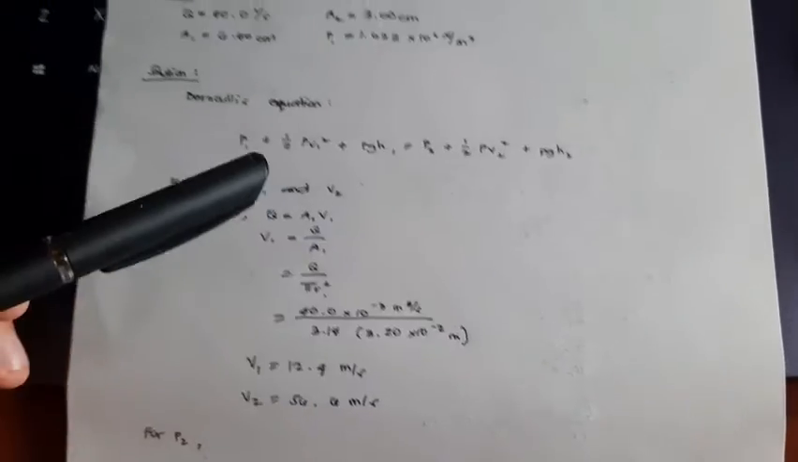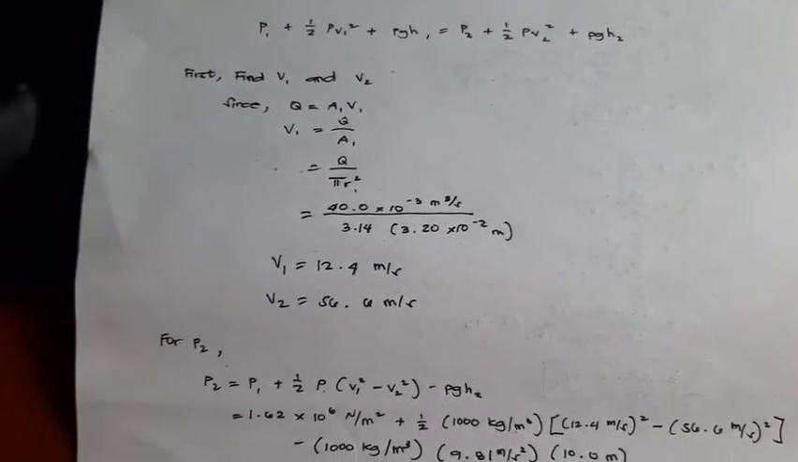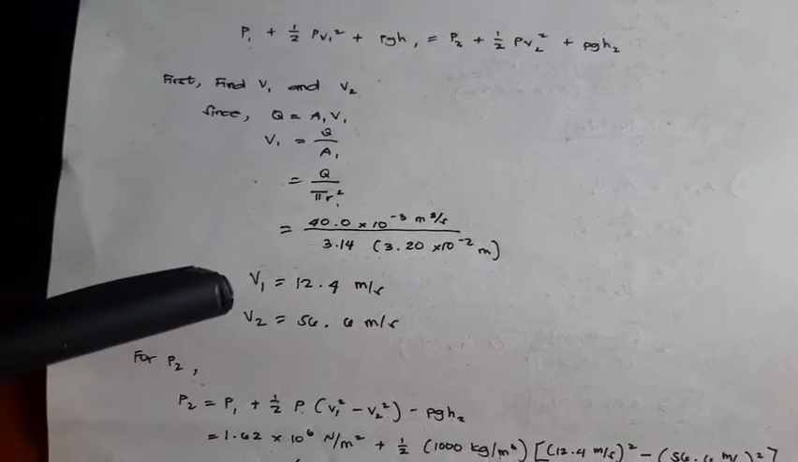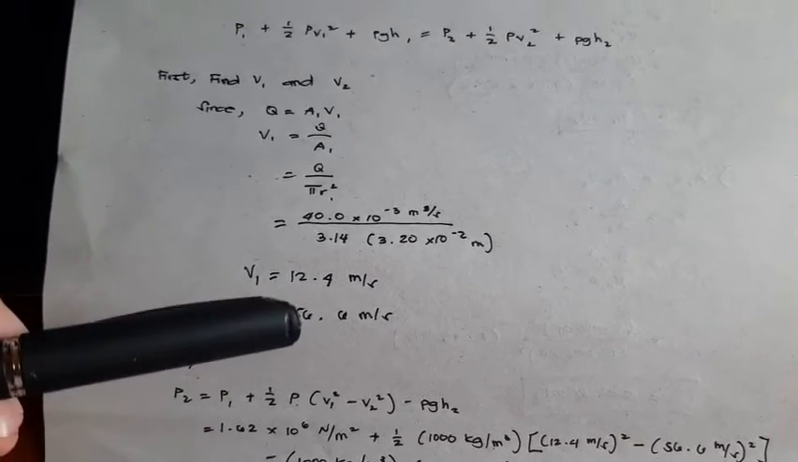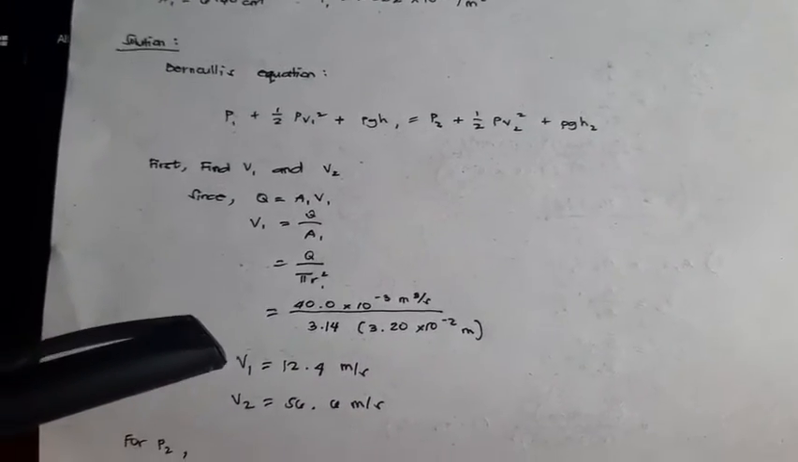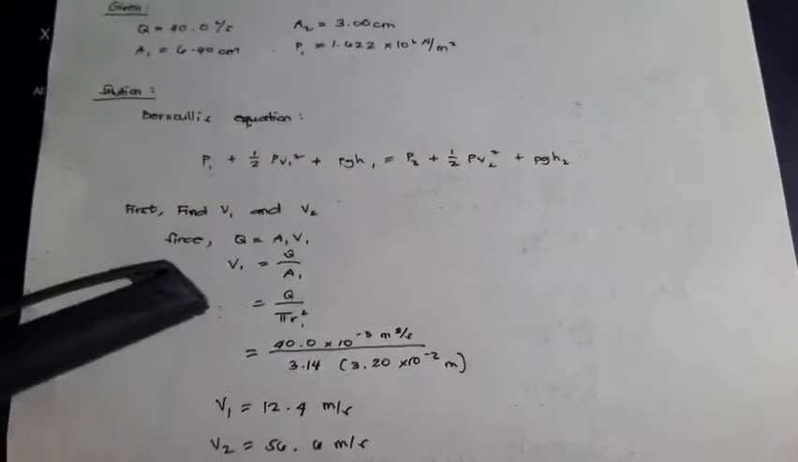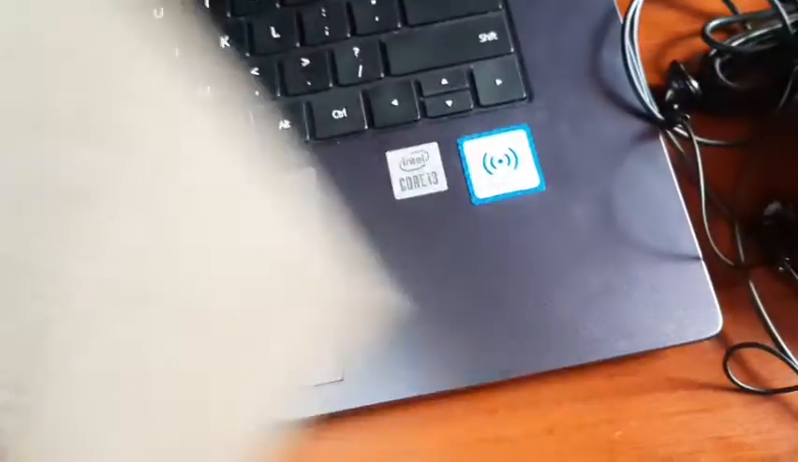So, we got this from the cross-sectional area A1. We can now solve for V1 and V2. V1 is equal to 12.4 meters per second. Then our V2 is equal to 56.6 meters per second. We got this the same way as in problem set number 5, so it is the same process for getting V1 and V2.